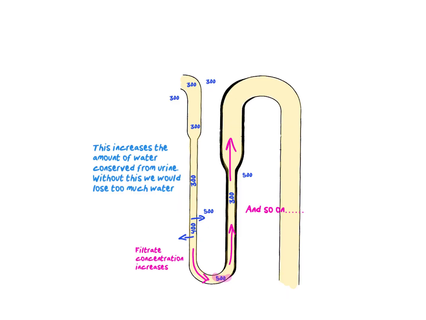The cycle repeats, so more salt will leave, which will increase the osmolarity of the surrounding tissue fluid, and we're going to get a movement of water from a higher concentration, or higher osmolarity, filtrate over and over again. It just depends on the length of the loop of Henle. Clearly this is a process designed to increase the amount of water conserved from urine. Without this process we'd lose far too much water in our urine.